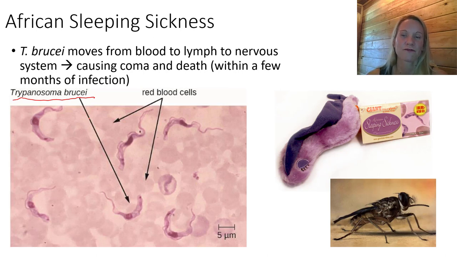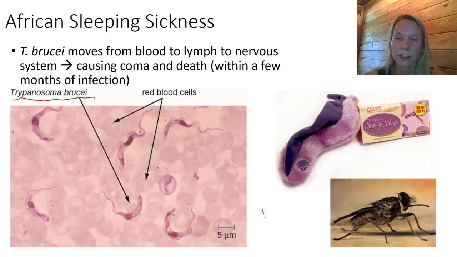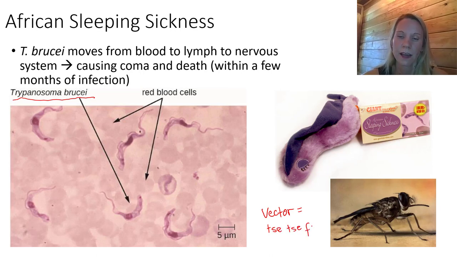The giant microbe form of this parasite has our nice flagella and has the eyes closed because, of course, it's sleeping sickness. Here's the vector. The vector is called a tsetse fly. This is a related fly to horse flies. They do bite. They are only found in parts of Africa.